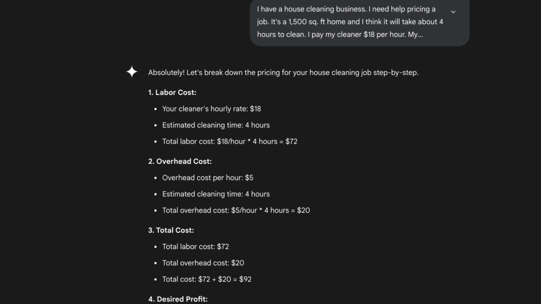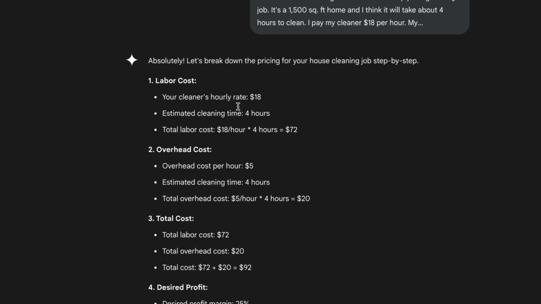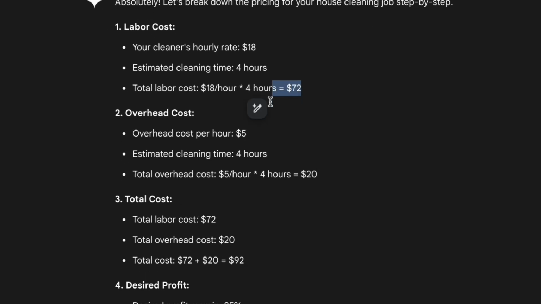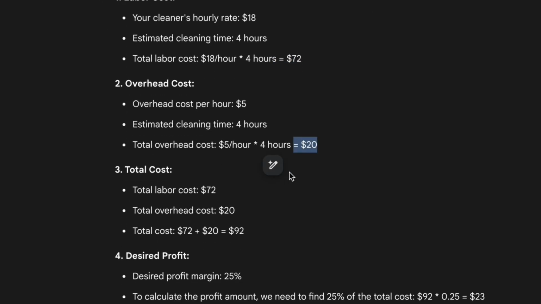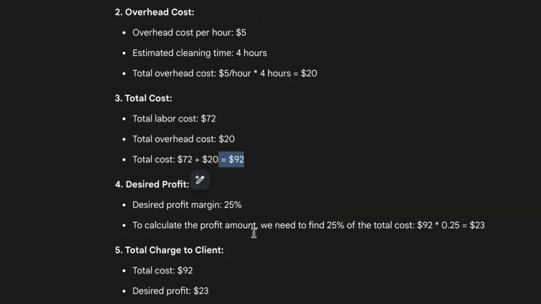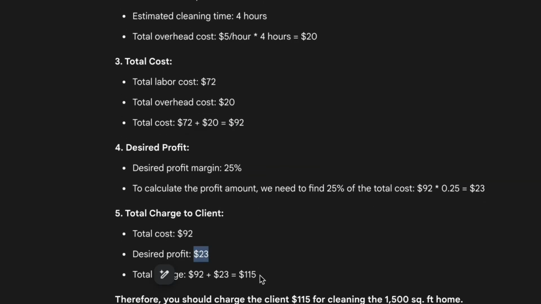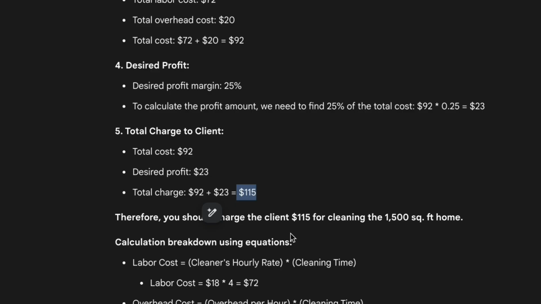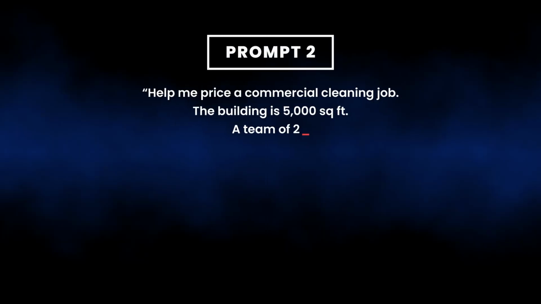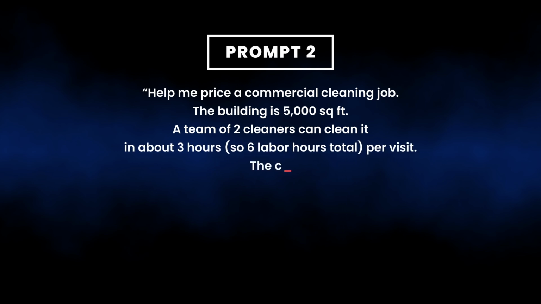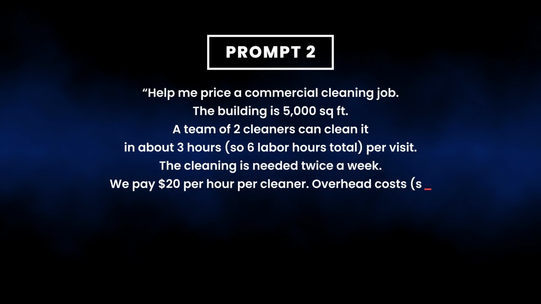Now let's come to this. Let's see what Gemini gave us. Gemini gave us 18 by 4 is 72, correct. 5 by 4 is 20, so this gives us 92. And then 25%, $23 and 115. See, in this case, the GPT hallucinated, gave us a different number versus Gemini. So make your own judgment and probably go with Gemini in this case.